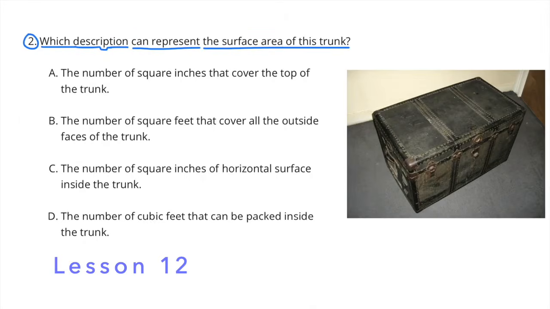Number 2. Which description can represent the surface area of this trunk? A. The number of square inches that cover the top of the trunk. B. The number of square feet that cover the outside faces of the trunk. C. The number of square inches of the horizontal surface inside the trunk. Or D. The number of cubic feet that can be packed inside the trunk.